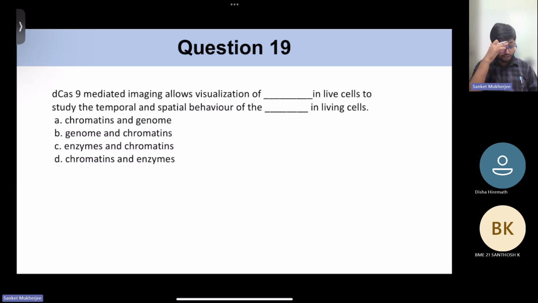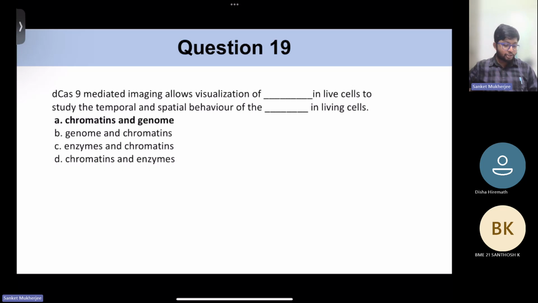Cas9 mediated imaging allows visualization of dash in live cells to study the temporal and spatial behavior of dash in living cells. Is it chromatin and genome, genome and chromatin, enzyme and chromatin, or chromatin and enzymes? A. You are right. So the Cas9 here is dead. It does not cleave the DNA. But this Cas9 has some fluorescent markers associated with it, so you can visualize the cell. It will let you target the DNA, so the recognition will be there, but cleavage will not be there. So you can now visualize the chromatin in the nucleus of a cell, and essentially you can find where in the genome that specific target sequence is present.